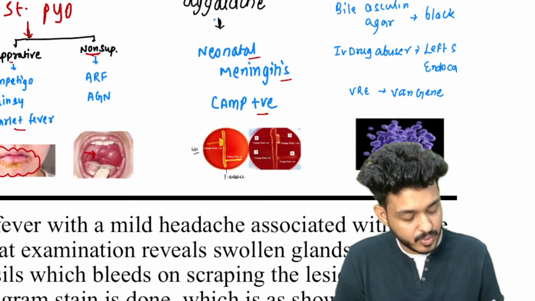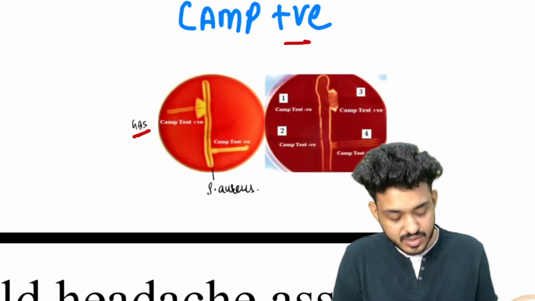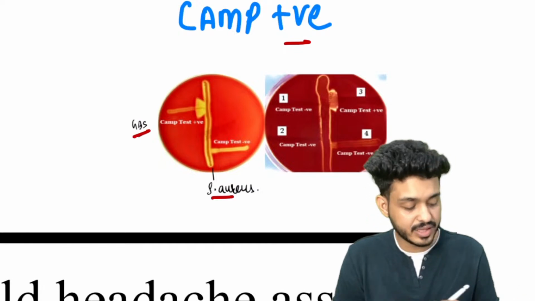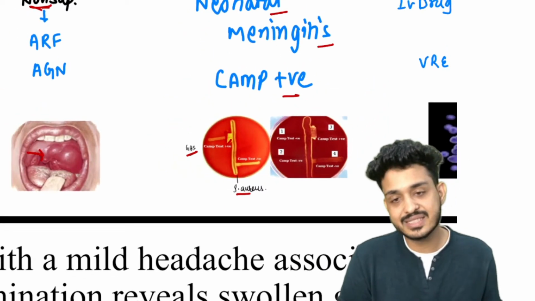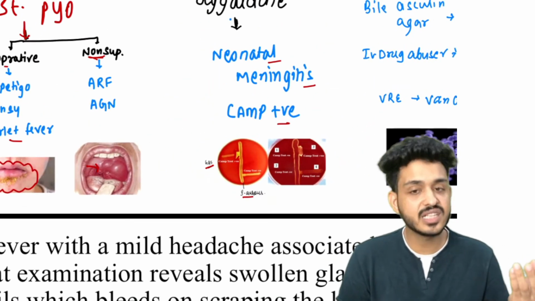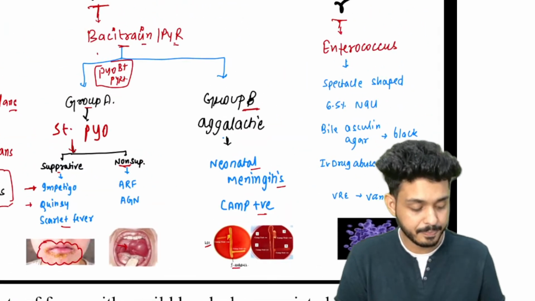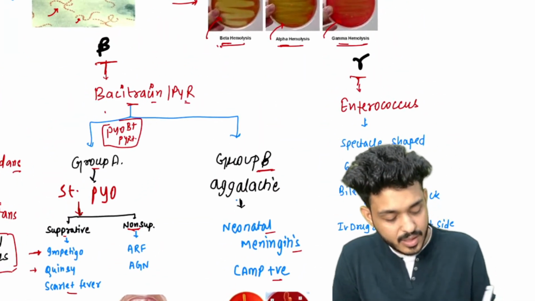They are CAMP positive. This is the CAMP test. This is group B streptococci. This is Staph aureus. They will be showing you this type of appearance. This is known as the CAMP test. CAMP is basically Christie, Atkins, Munch-Petersen. They are the names of scientists. Okay, so these are the beta.